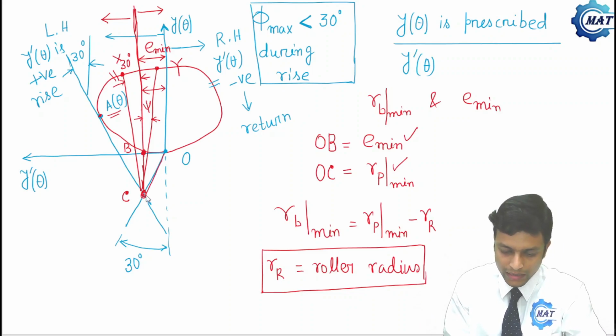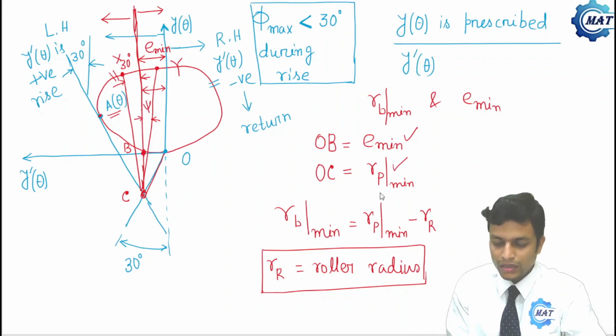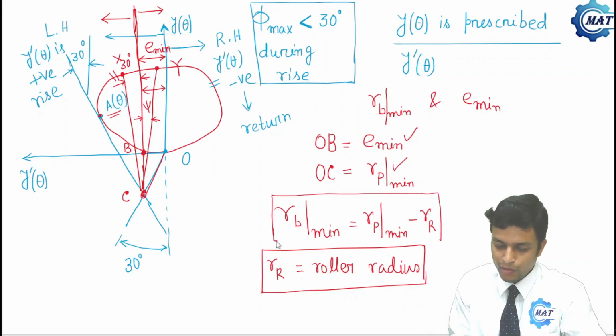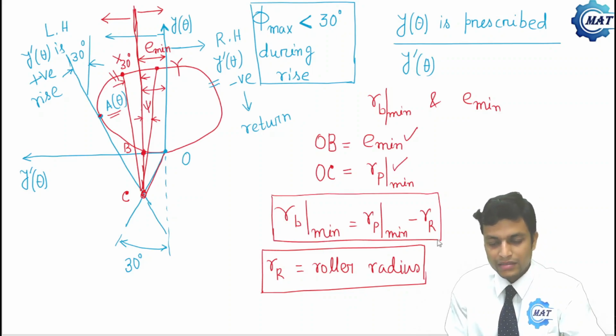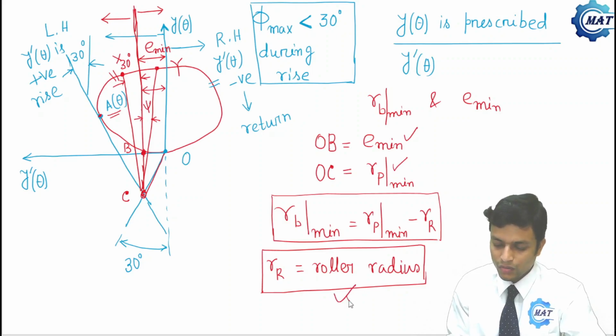And OC is the minimum value of the prime circle radius. So from there we can determine the minimum value of the base circle radius, that is Rb min is Rp min minus Rr, where Rr is the roller radius. So this is the way to design the basic dimensions of a translating roller follower.